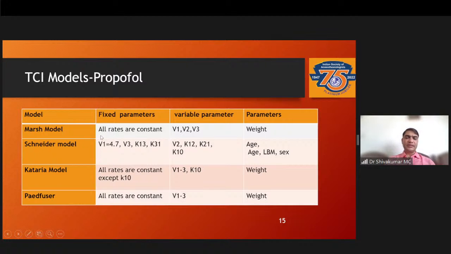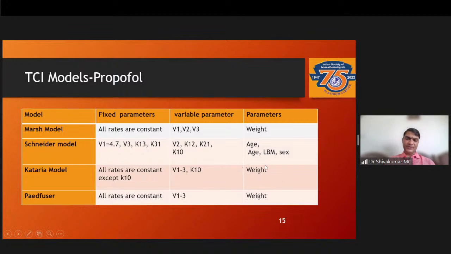So I forgot one more thing. The Marsh is suitable for plasma targeting. Schnider is usually suitable for effect-site targeting. In the Kataria model, all the rates are constant except the elimination half-life, and the variable parameters are V1 to V3 and the elimination constant.